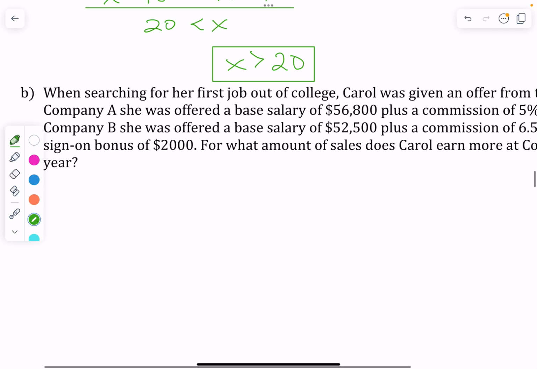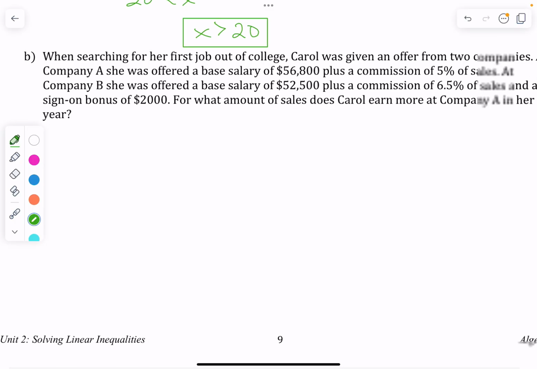Okay. Letter B. When searching for her first job out of college, Carol was given an offer from 2 companies. At Company A, she was offered a base salary of $56,800 plus a commission of 5% of sales. At Company B, she was offered a base salary of $52,500 plus a commission of 6.5% sales and a sign-on bonus of $2,000. For what amount of sales does Carol earn more at Company A in her first year? So feel free to pause and reread this because it's a lot of information.